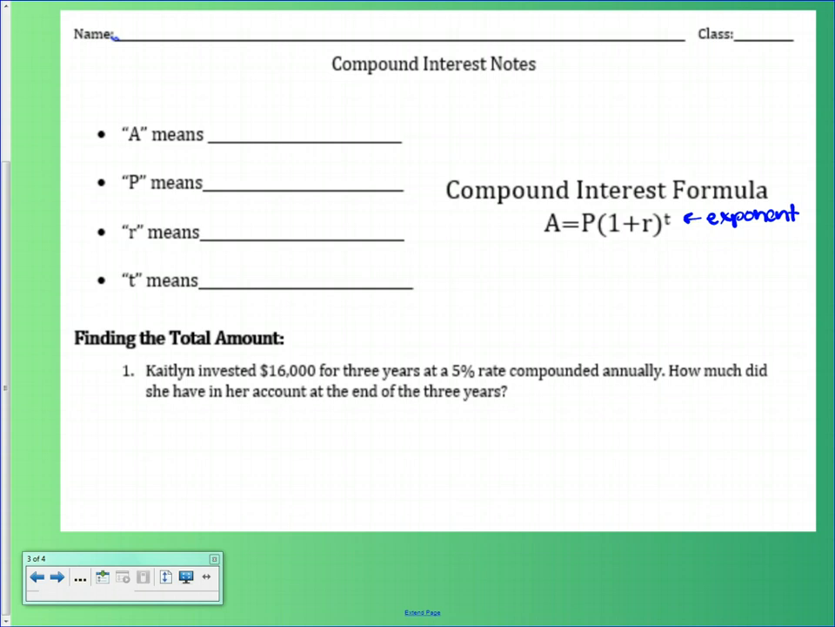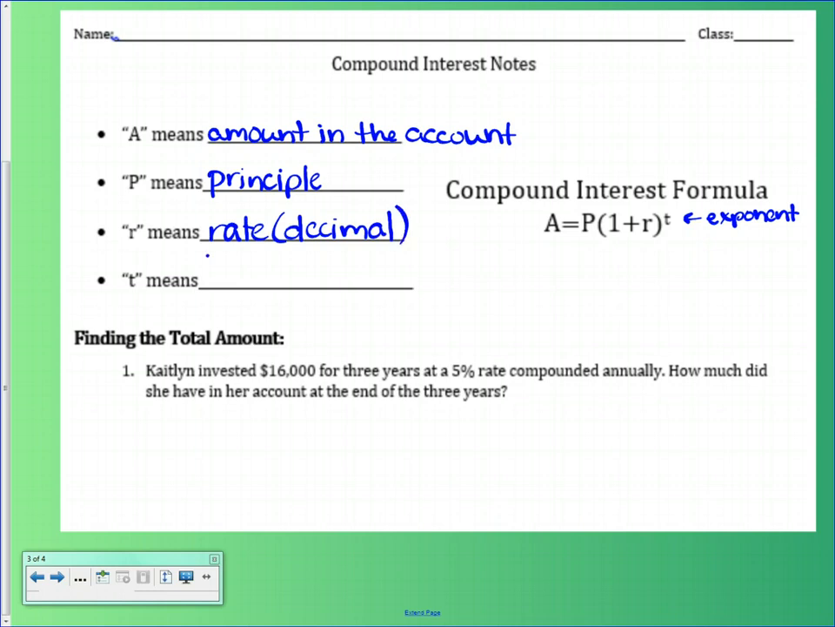Okay? So let's look at our variables. Capital A is the amount in your account, and that's the total. So when you're finding letter A, you're finding the total amount that account has in it. P, that's still the principal. R is still the rate, and that still has to be a decimal, just like with simple. T is time, and that is still in years. Just like we did with simple interest, we're going to start by identifying our variables and then substituting those in.